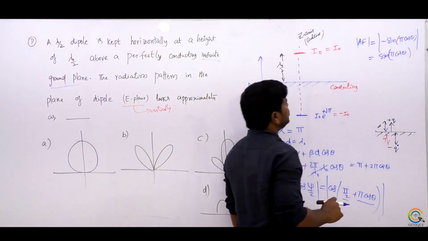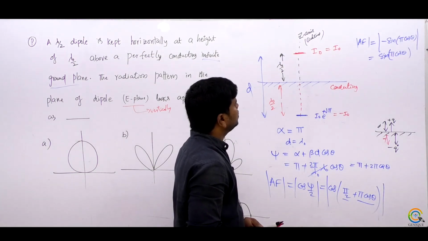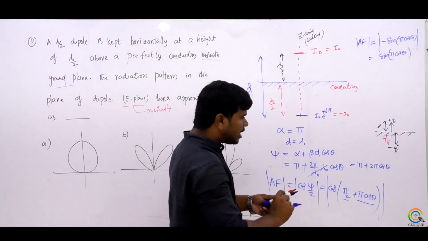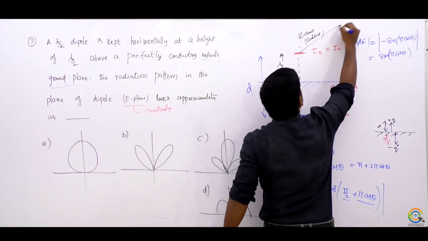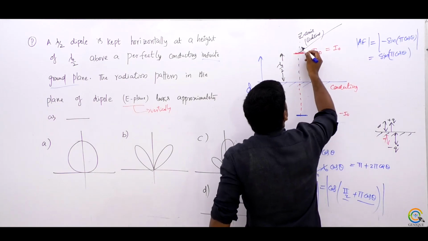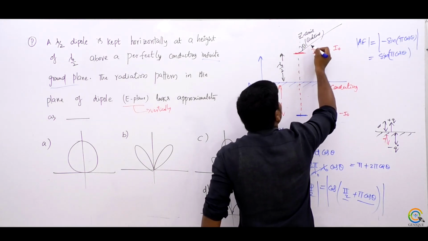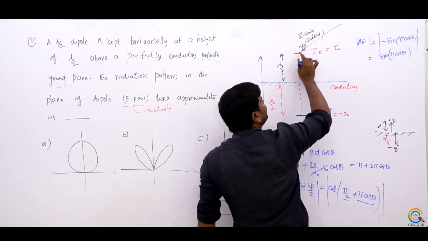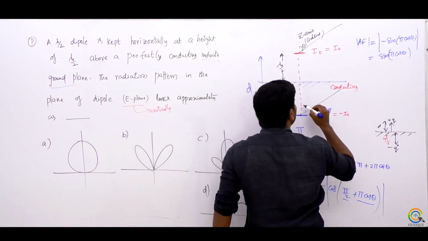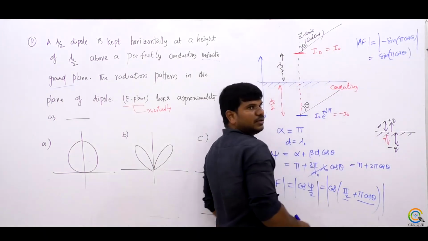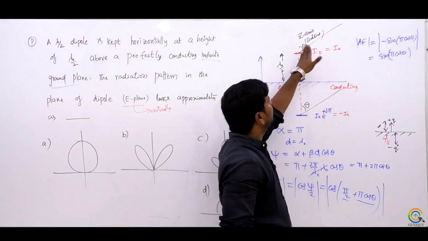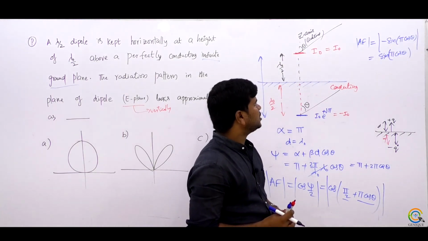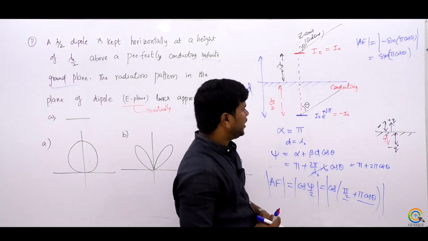Suppose you put theta equals 0. What is the theta now? The theta is this one. This is theta, because theta is the angle made by this line, the radiating wave, with respect to the axis. So always the theta is measured from the axis to the far field point.